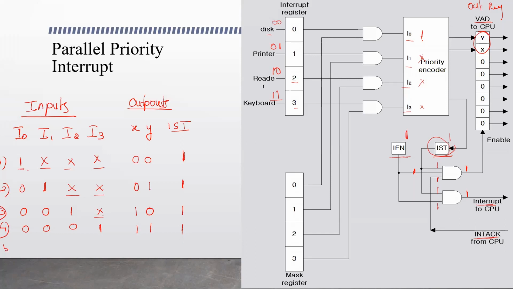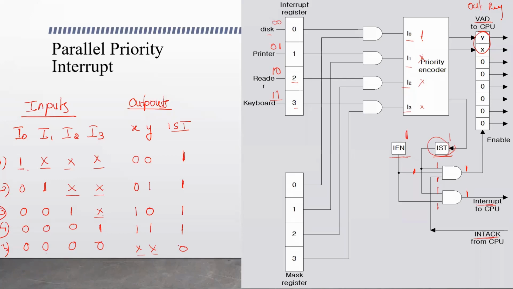And there is one more possibility: no device has an interrupt request. Disk does not have an interrupt request, printer, none of these devices have an interrupt request to CPU. In this case, it will not generate any XY, so these values are not generated. And since there is no interrupt request, IST will be 0.